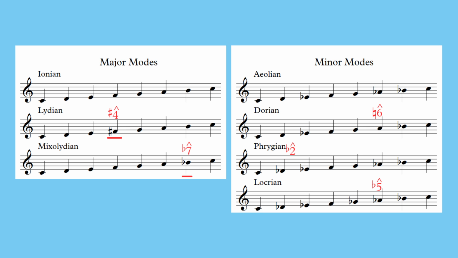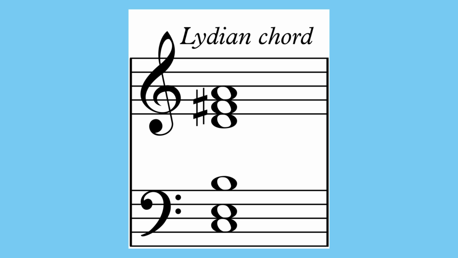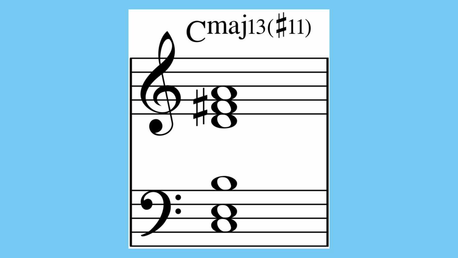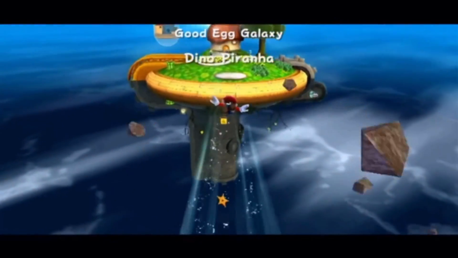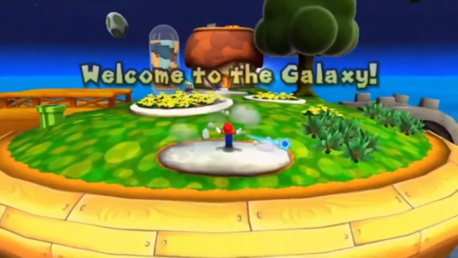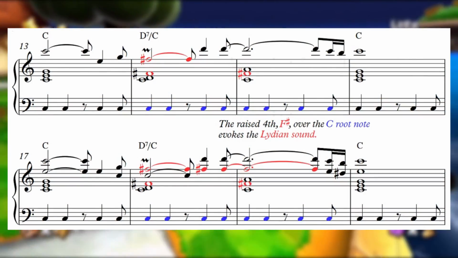These are the notes that give each mode its distinct quality and really are synonymous with the name of the mode itself. If you have a Lydian chord, for example, that just means the chord includes the sharp 4th or sharp 11th. This note defines the Lydian sound. One example of the sound would be in the Good Egg Galaxy theme from Super Mario Galaxy.